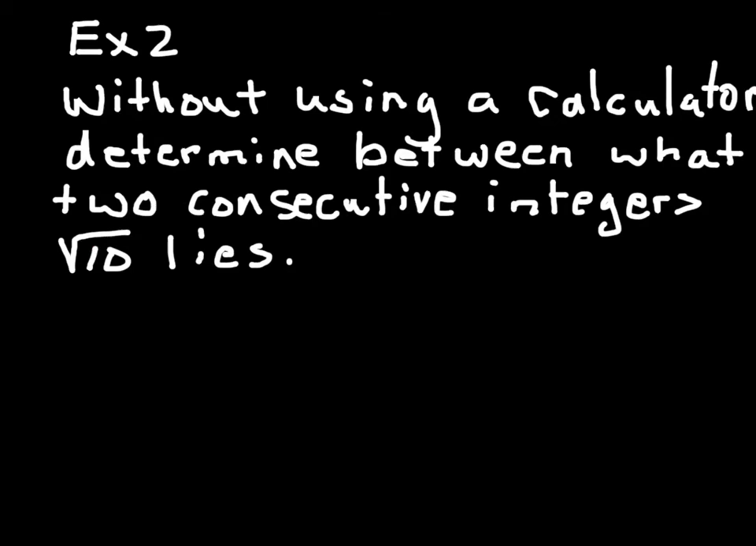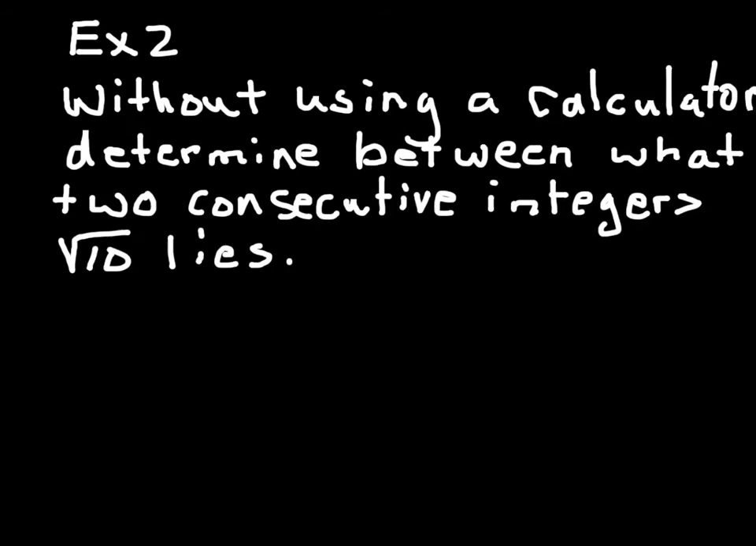And let's do one of these here. Let's take a look at example 2. It says without using a calculator. So on a test, a calculator is not going to help. It's going to be of no aid because you've got to be able to show how you're getting your answer here. So it says without using a calculator, determine between what 2 consecutive integers.